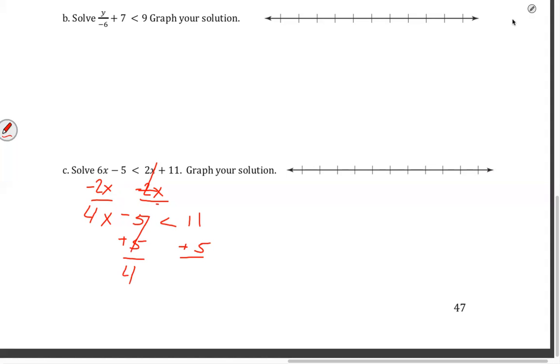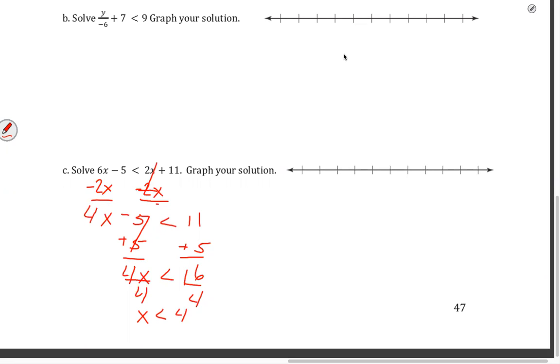That gives me 4x is less than 16. And then we call on Kevin, but I feel Kevin would just be like, bro, why are you calling on me? We all know you just divide by 4. So we divide by 4, and we get x is less than 4.